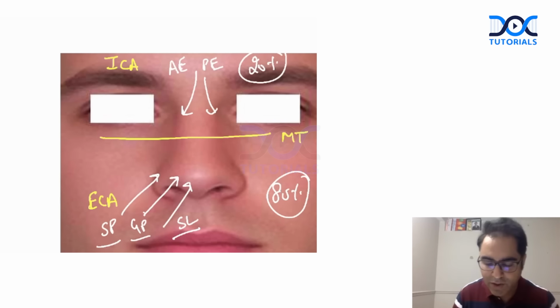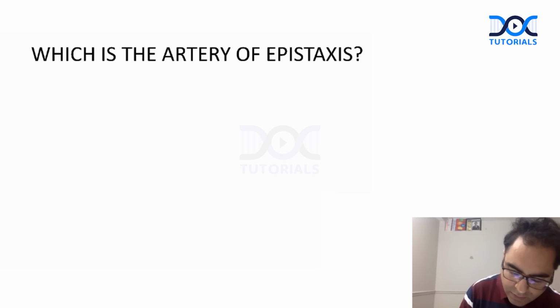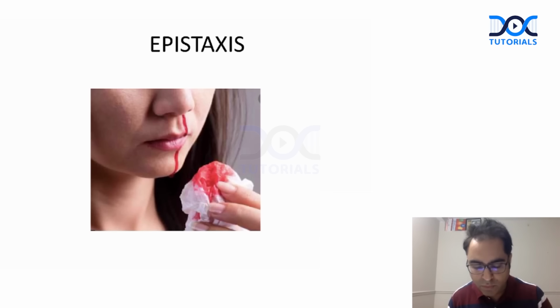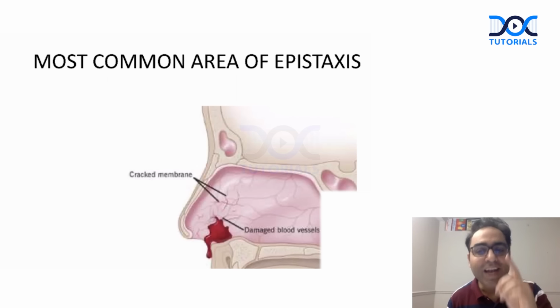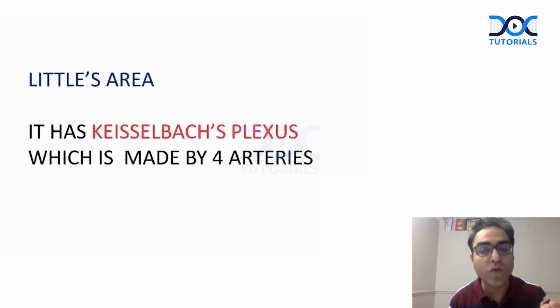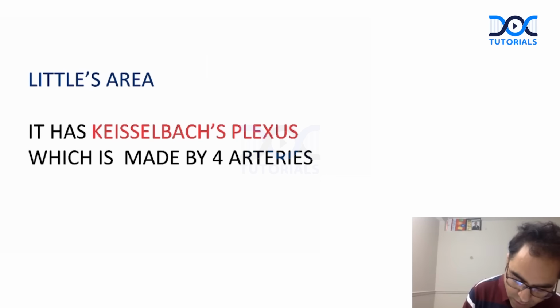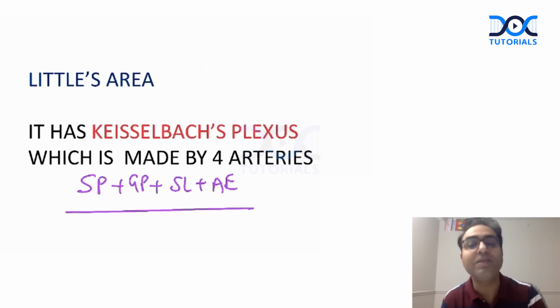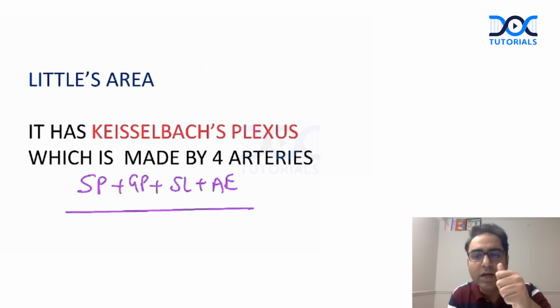Now, which is the artery of epistaxis, my dear friends? Majority of the time, the bleeding is from sphenopalatine artery branches. The artery of epistaxis is the sphenopalatine artery. Okay. Now, epistaxis, main points to remember. Most common area of epistaxis is Little's area. What is the area? Little's area. And Little's area contains what? Little's area contains a vascular plexus called Kiesselbach's plexus, which is made by four arteries. Let's remember the four arteries: sphenopalatine, greater palatine, superior labial, and anterior ethmoidal artery. So the name of the area is Little's area. It contains which plexus? Kiesselbach's plexus. It is made by which arteries? Sphenopalatine, greater palatine, superior labial, and anterior ethmoidal arteries.